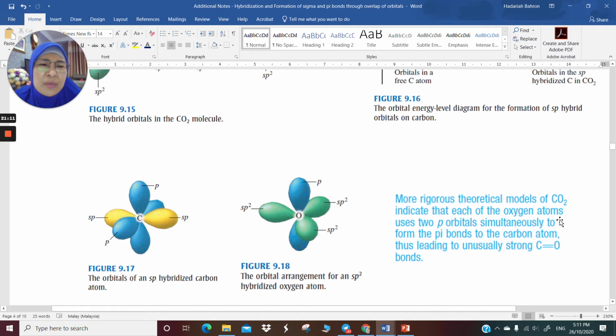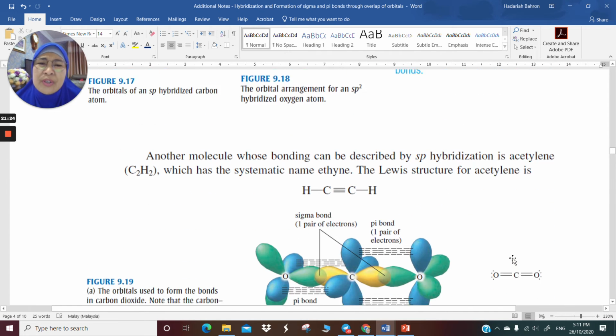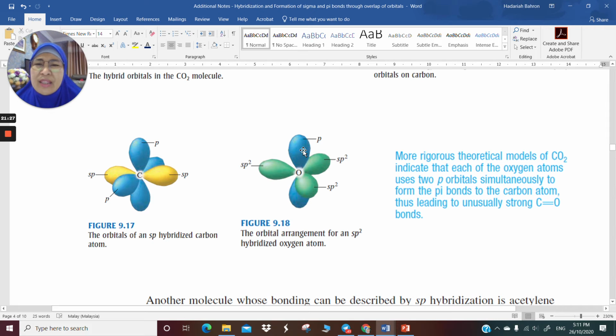Now, a more rigorous theoretical model of CO2 indicates that each one of the oxygen atoms uses two p orbitals simultaneously to form pi bonds to the carbon atom, thus leading to an unusually strong CO bond. So if this p orbital overlaps sideways with that p orbital, then you're going to have carbon sp overlapping with oxygen sp2 to make a sigma bond, and this pz, top and bottom, will overlap to make a pi bond. So that's why you get a CO double bond.